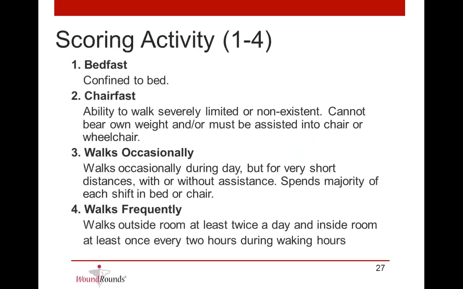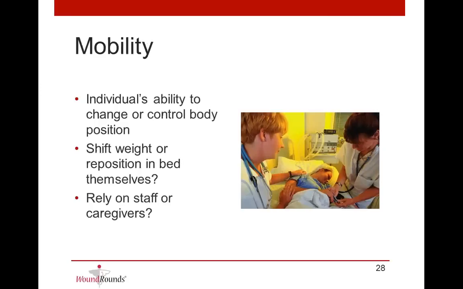The second subcategory is activity. Is the resident chair-bound, bed-bound? Are they ambulatory? How often? So when we're looking at the activity scoring, the key here is knowing where the resident spends most of his or her time. For those who are ambulatory, the frequency of ambulation helps determine the risk. And again, a lower number is a higher risk.